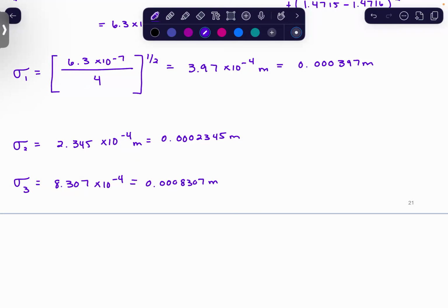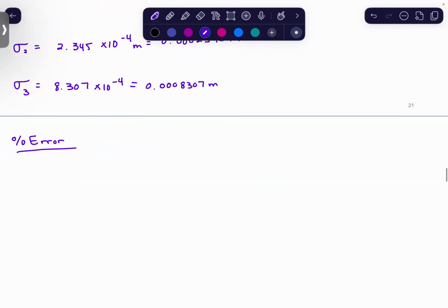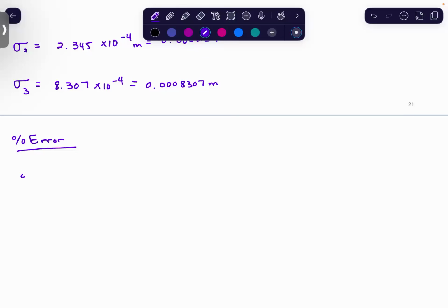Okay. Is student two's data also the most accurate? Well, let's find out. Let's calculate the percent error for each one. Okay, well, again, I'll do student one.